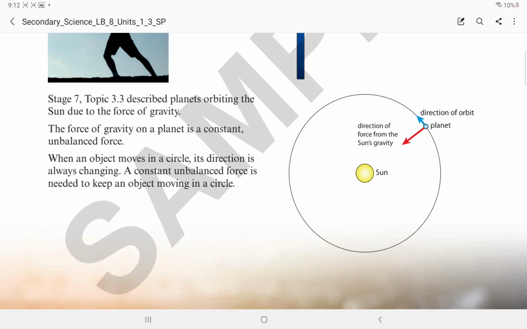Every moving object in a circular path has an unbalanced force acting on it. If we take a rope, tie a stone to it and whirl it around, we feel an inward force. So every object moving in a circular direction has a force acting towards the center, which is the unbalanced force. Here also there is a change in direction at every point.